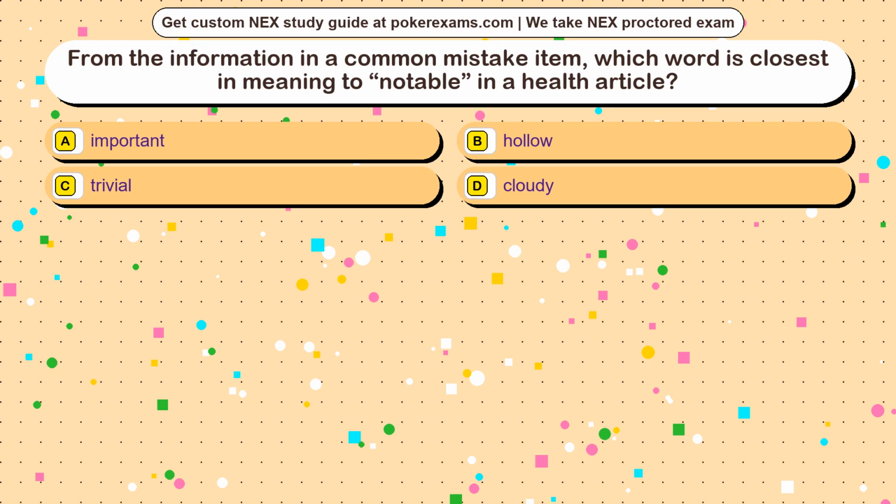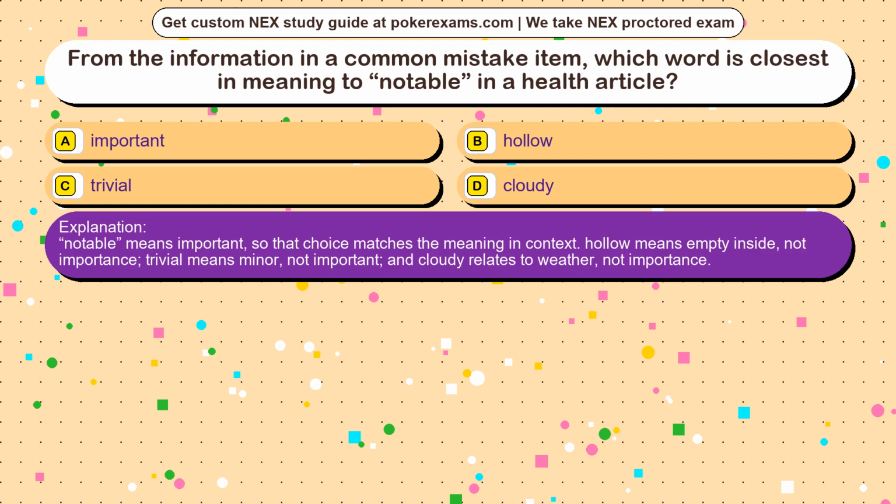The correct answer is option. Notable means important, so that choice matches the meaning in context. Hollow means empty inside, not importance. Trivial means minor, not important, and cloudy relates to weather, not importance.